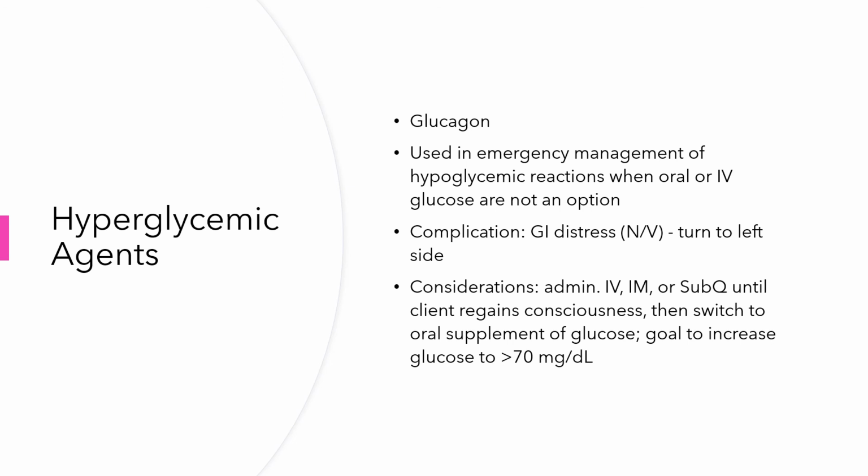Now, we're going to administer this IV, IM, or sub-Q until they gain consciousness. Once they are conscious, they don't need an IV or IM glucagon. We can now switch to their oral glucose supplements until their glucose has reached above 70. And once they hit 70, we are no longer considered hypoglycemic at this point. So remember your oral supplements of glucose for your 15 grams on the previous few slides.